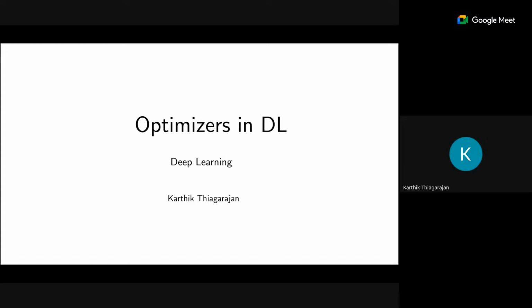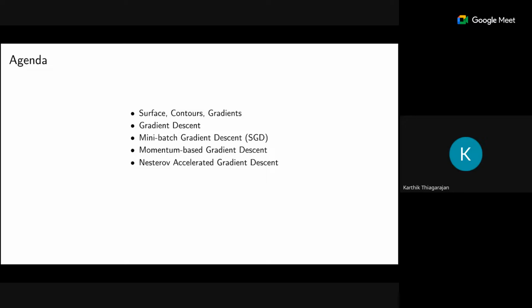Okay. So what we will look at today is very quickly we'll recap what surfaces are, what contours and gradients are. That is the first thing we'll do. And then we will study these 4 algorithms: gradient descent, mini batch gradient descent, momentum based gradient descent, and Nesterov accelerated gradient descent. Okay, so these 4 we will study.